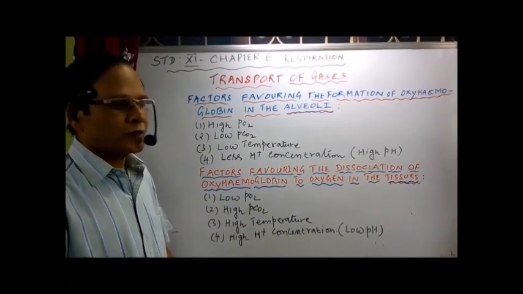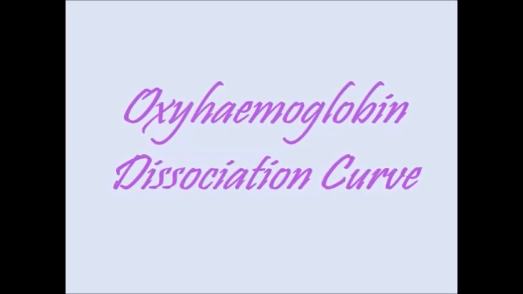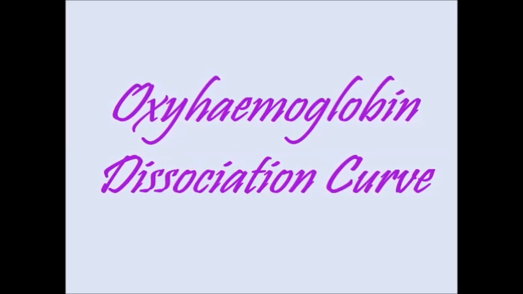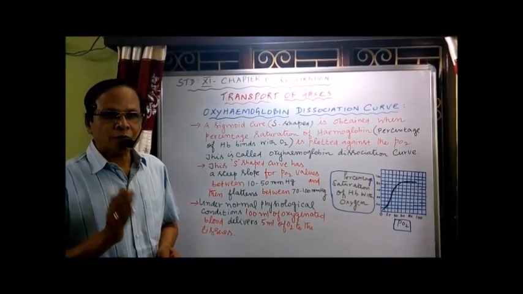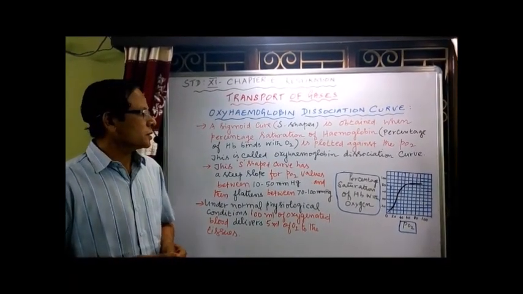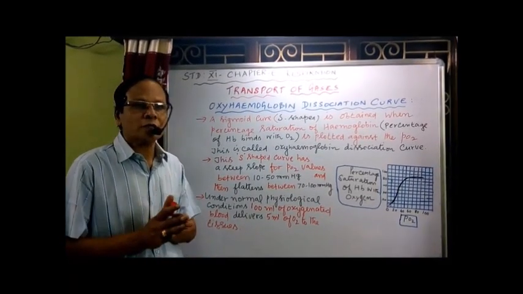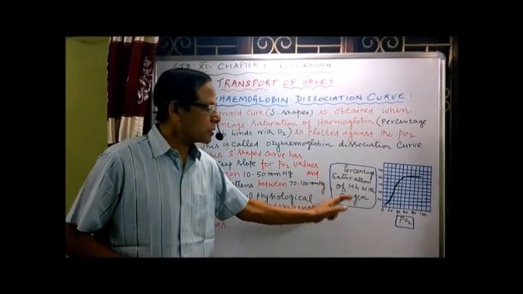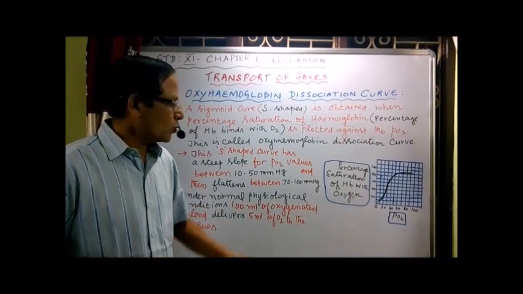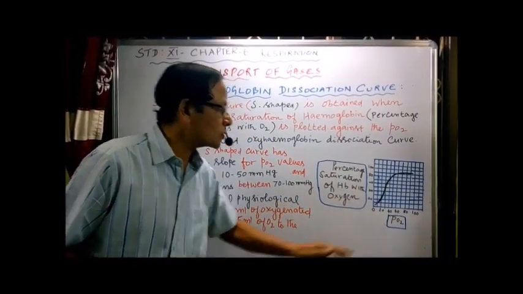Okay, let's go for the next one, the oxyhemoglobin dissociation curve. What is the oxyhemoglobin dissociation curve? A sigmoid or S-shaped curve is obtained when percentage saturation of hemoglobin is plotted against the partial pressure of oxygen. So we are taking two units and they are plotted in a graph. One is the percentage saturation of hemoglobin with oxygen and the second one is partial pressure of oxygen.